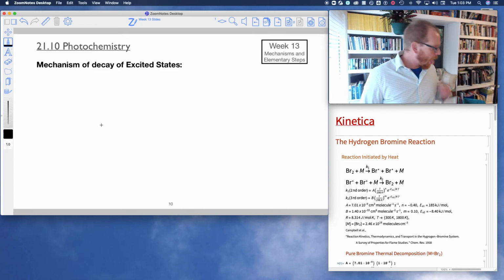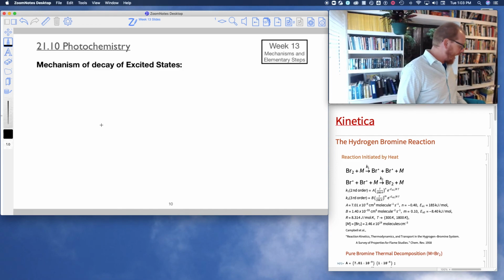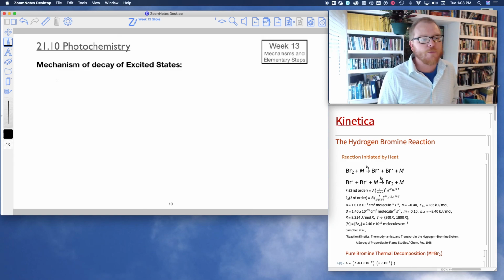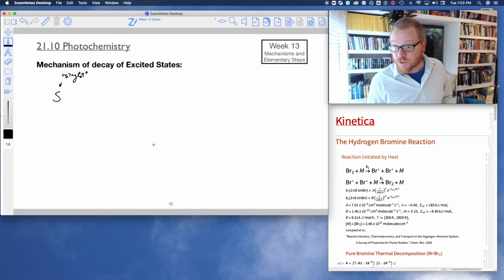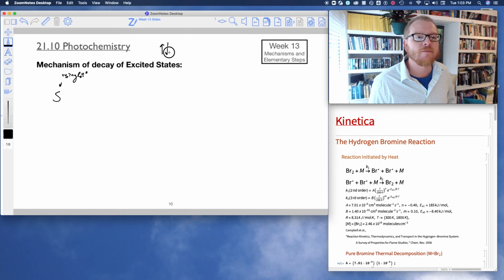Okay. So mechanisms of decay of excited states. All right. So the first thing we can say is, I'll use the letter S to describe a singlet state. Okay. So we talked about this briefly, but just to remind you, a singlet state is an electron pair.